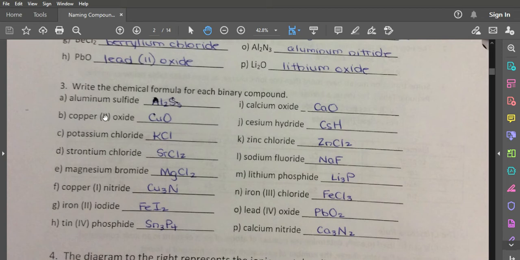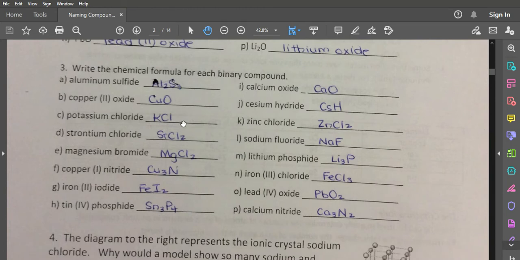Sometimes it's nice to have Roman numerals because you don't even have to look it up. You know that this copper is going to be a 2+ because it just told you, right? Oxygen is going to be a 2-. They're both 2's, so instead of writing Cu2O2, we divide by the lowest common denominator, that 2, and we're left with CuO.